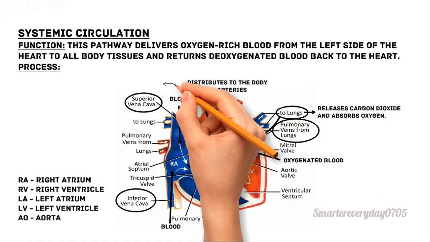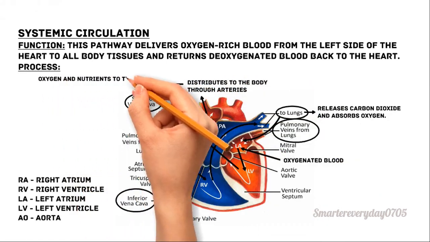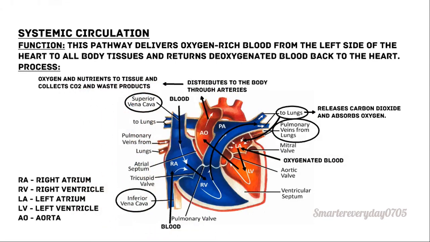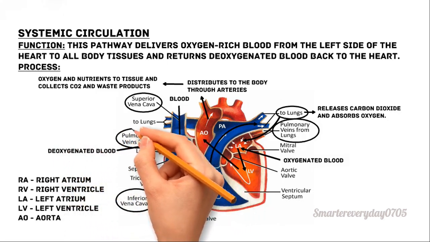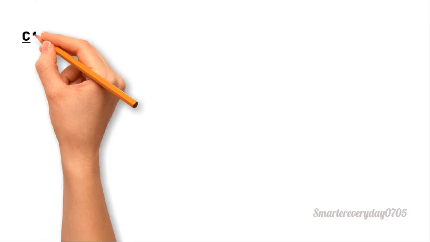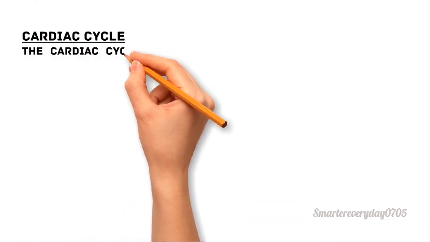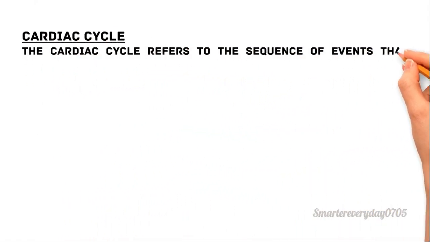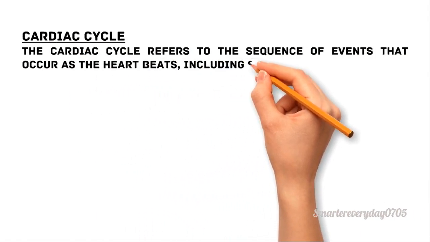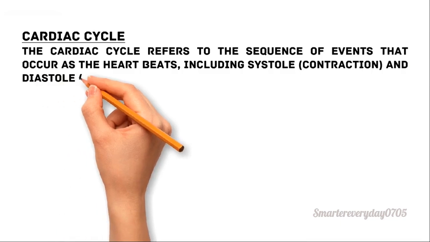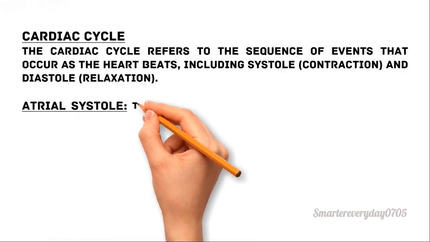Blood delivers oxygen and nutrients to tissues and collects carbon dioxide and waste products. Deoxygenated blood returns to the right atrium via the veins. Cardiac cycle. The cardiac cycle refers to the sequence of events that occur as the heart beats, including systole, which is the contraction, and diastole, which is the relaxation.